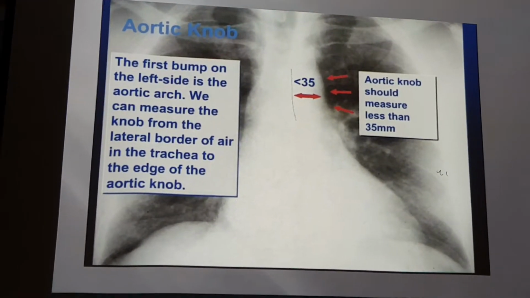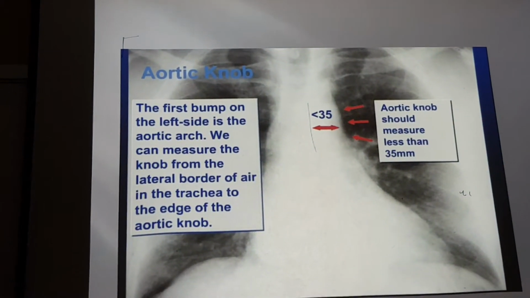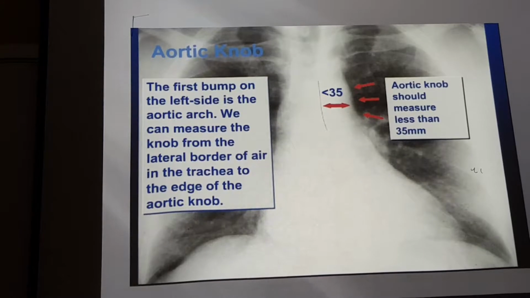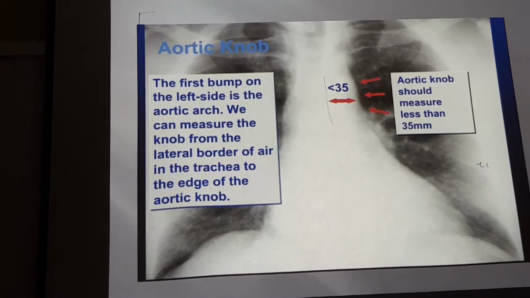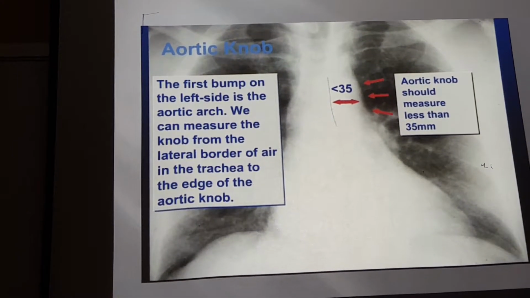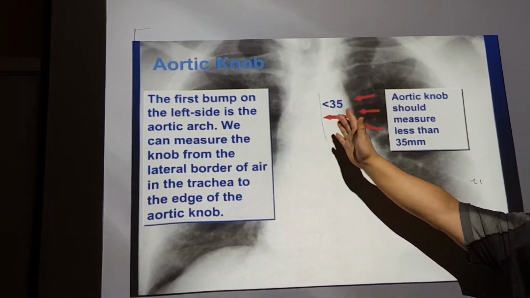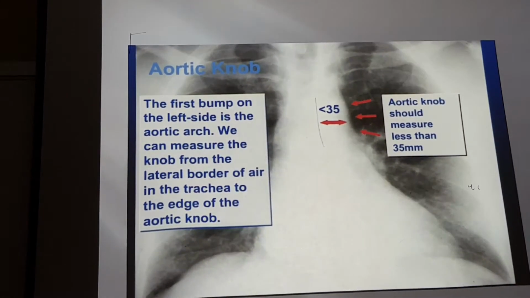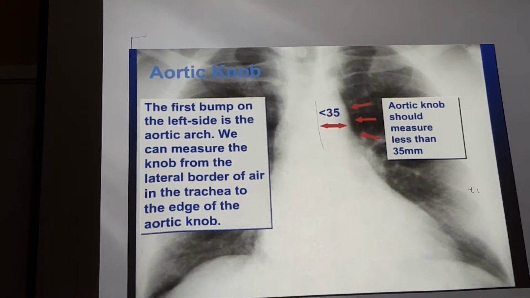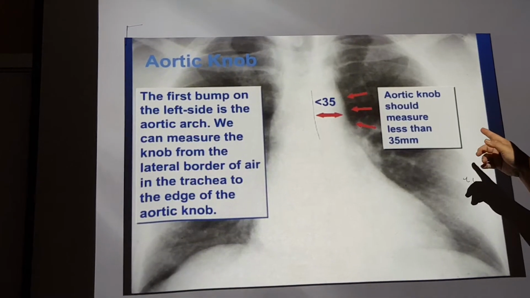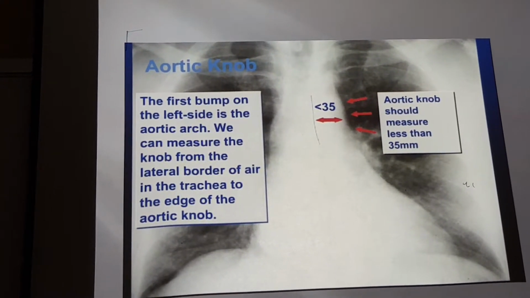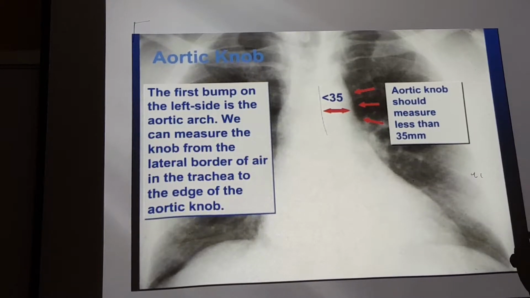So on the left side, the first bump is what we call the aortic arch. We can measure the knob from the lateral border of the air in the trachea to the edge of the aortic knob. Normally, that should be less than 35 millimeters. What I do is measure from the midline of the spinous process of the thoracic spine to the edge of the aortic knob. That's what I use.